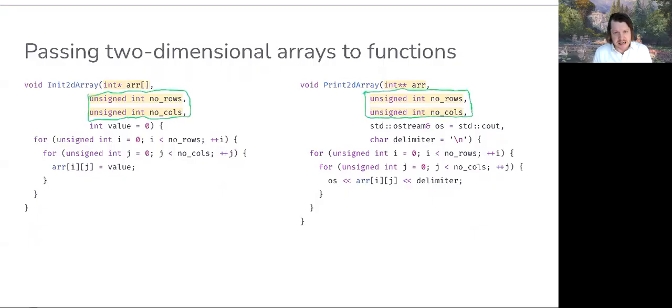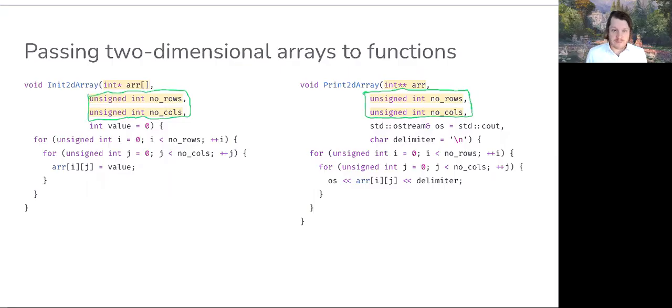Now, the two functions that I'm using to illustrate this are doing two different things. The function on the left, which I will say is going to be the preferred way of passing a two-dimensional array in this class, is simply going to initialize each element of that two-dimensional array to the zero value of the type by default, or whatever value is specified when this function is invoked.